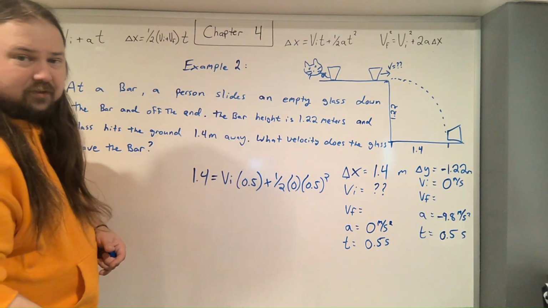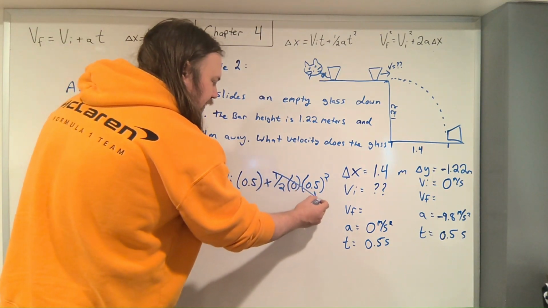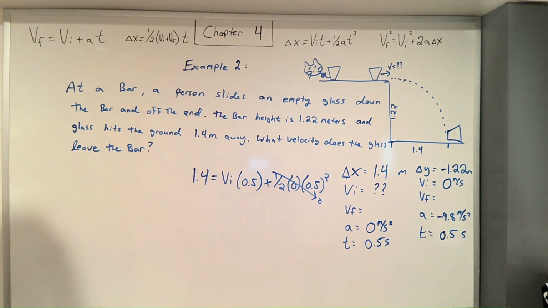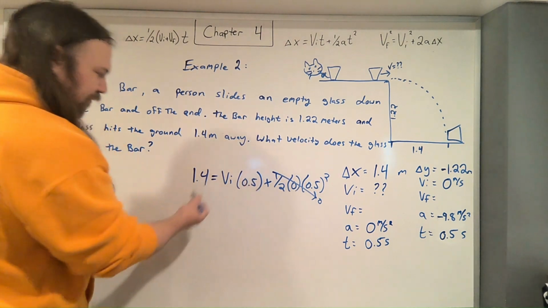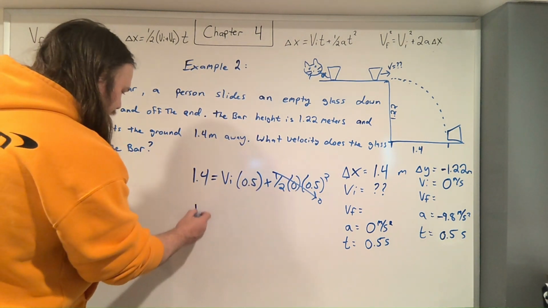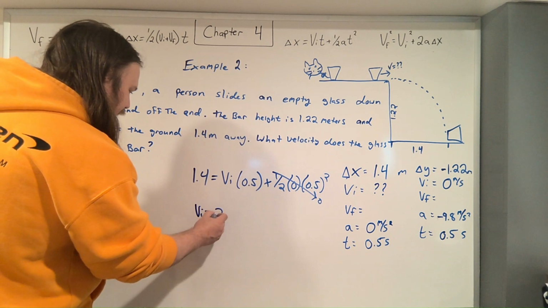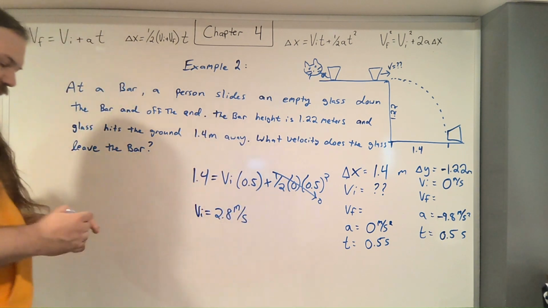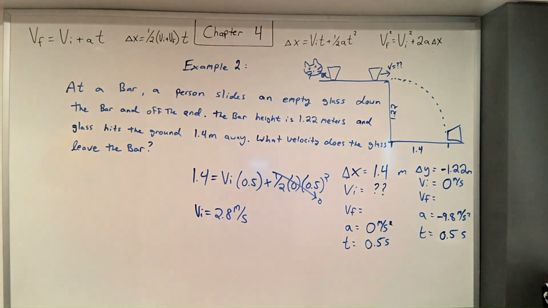But because we have a 0 in there, this whole thing goes to 0. It just cancels out, right? It goes to nothing. So that means our initial velocity here, we just need to divide by 0.5, which is the same thing as multiplying by 2. And this will give us an initial velocity of 2.8 meters per second.